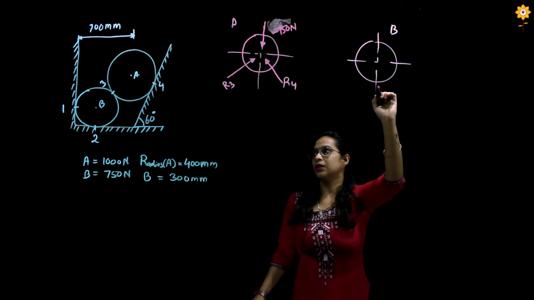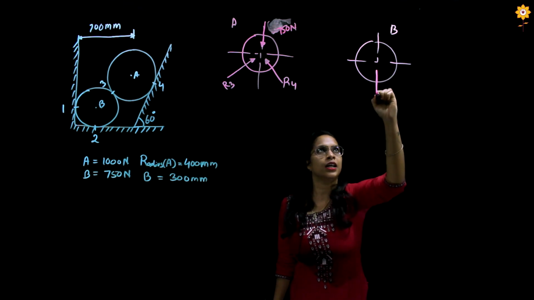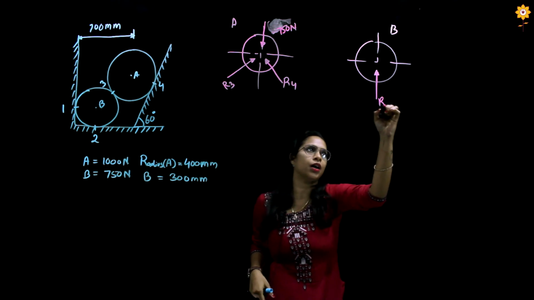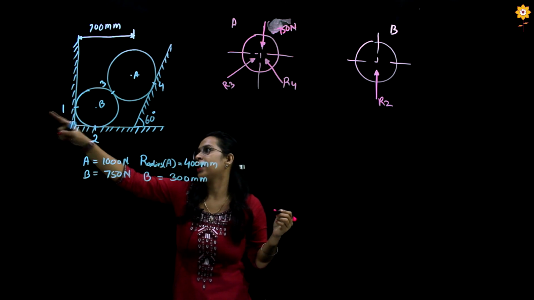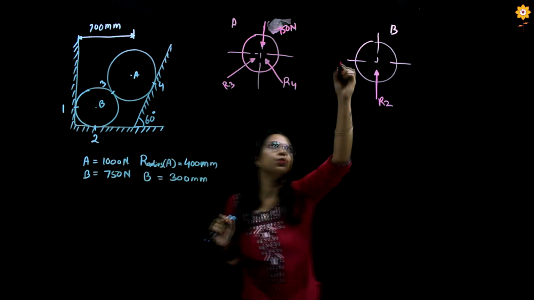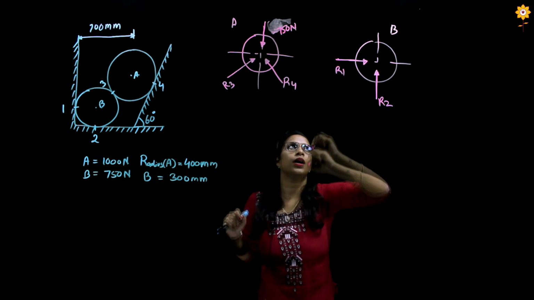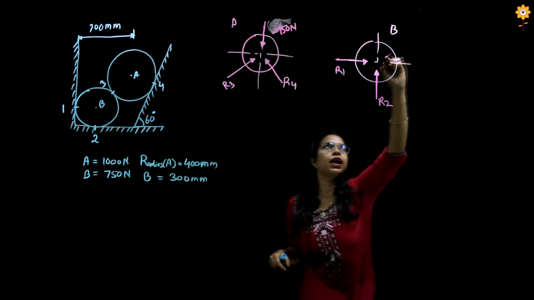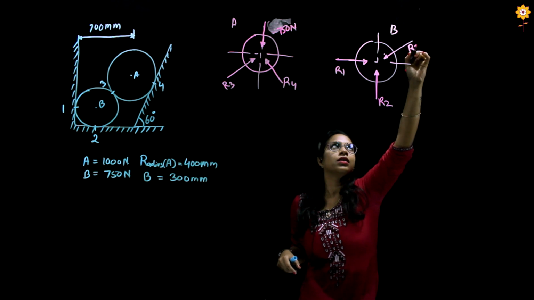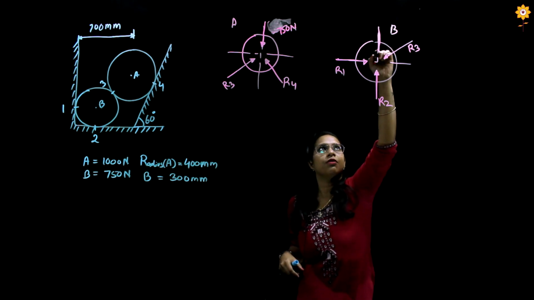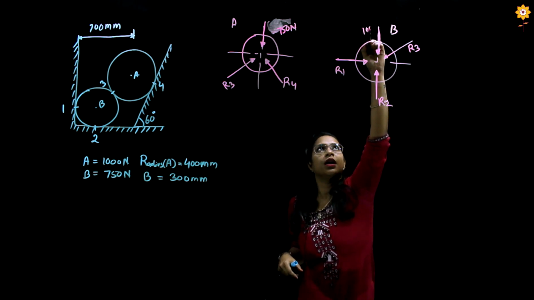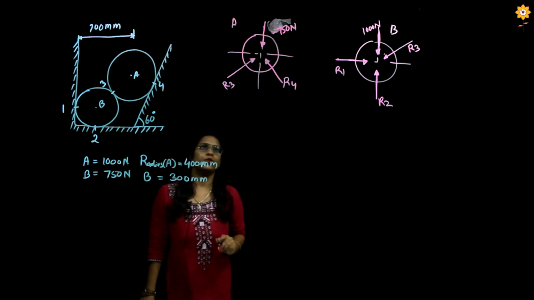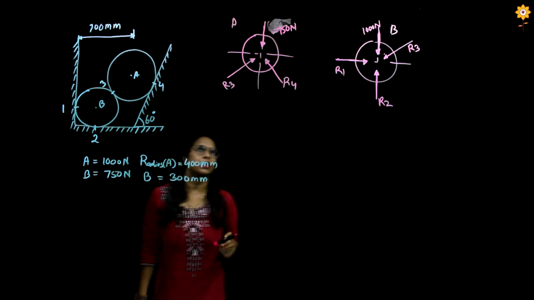Now here we have cylinder B. Directly we can see that we have a support reaction from the base at point 2, that would be R2, and the reaction from the wall, which will be here, that is R1. It will also have the reaction R3 back from A to B. So we'll have that reaction R3 here, and A will have a self weight of 1000 Newton. It is given.